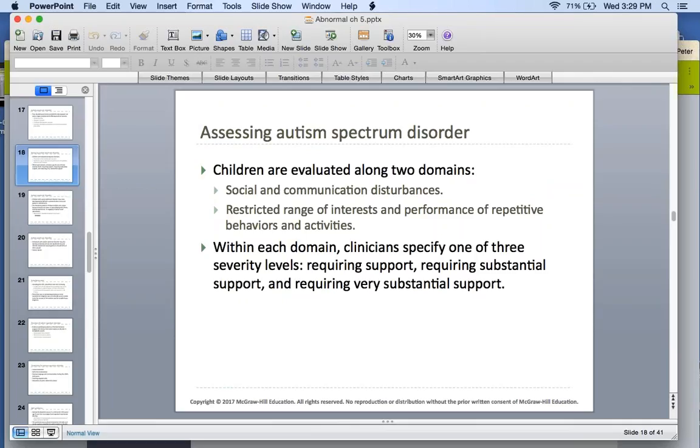So children are evaluated along two different domains, and that is social and communication disturbances. And then also we notice a restricted range of interests and performance of repetitive behaviors and activities. So let's say a child is interested in trains, right? Lots of little boys are interested in trains. They like Thomas the Train, choo-choo, yay, right?